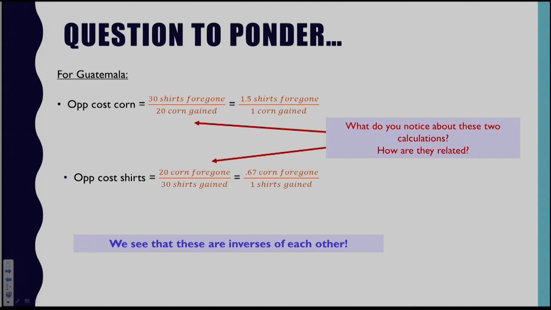Well, we see that they're inverses of each other. So remember that when you're calculating these, that is one nice way to check your work. But we need to remember these are inverses of each other, because in a minute I'm going to be able to show you something really cool that will answer the question we've just asked. Can a country have the comparative advantage in both activities?